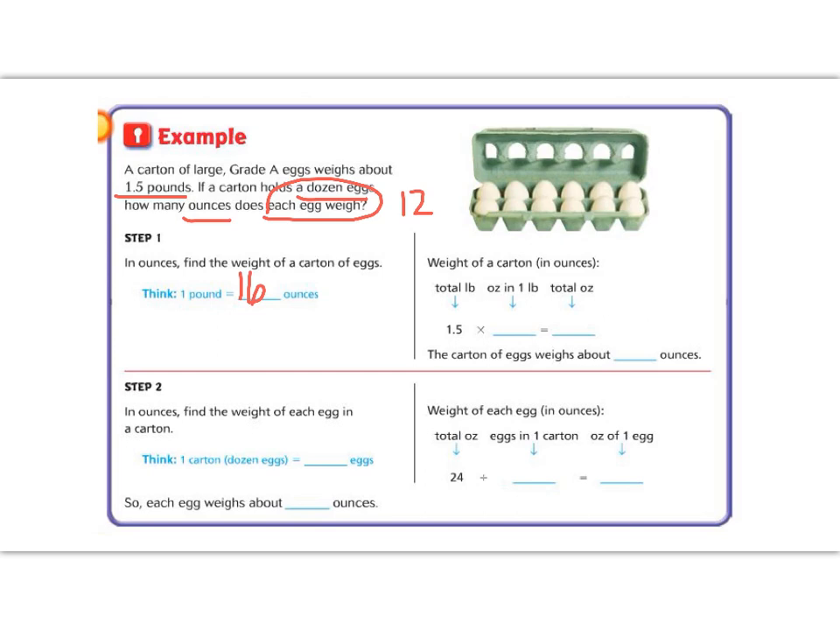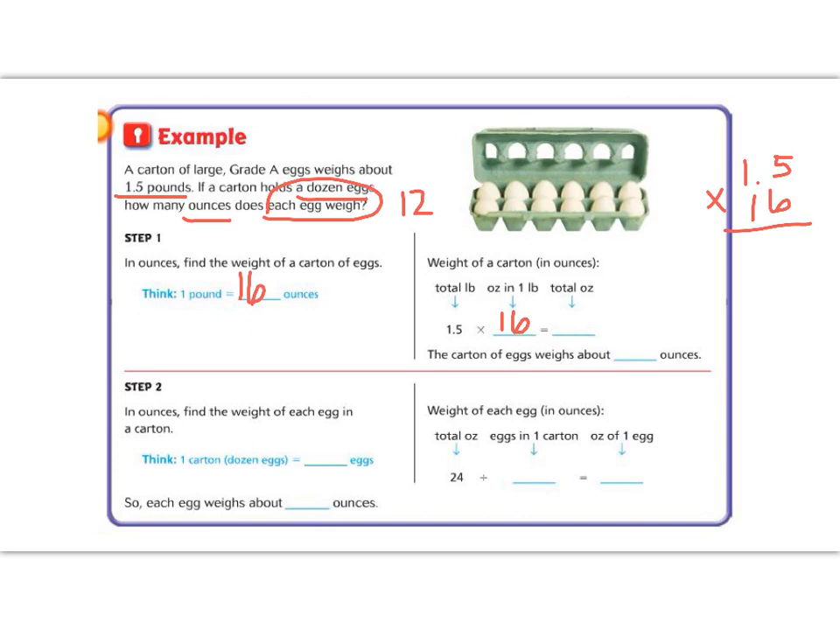So 1 pound equals 16 ounces. So the total pounds times the total ounces in each pound will tell us how many total ounces there are. So we're going to do 1.5 times 16. So remember, we multiply just like normal, and then we'll place our decimal last.